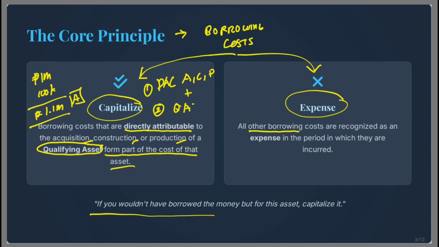There is a general rule written here. If you wouldn't have borrowed the money but for this asset, capitalize it. So essentially, if you borrowed money just for the asset, the interest expense is capitalized right away. But we'll see later on that there are special cases, because we have the concept of specific and general borrowing, which we will see later. So be careful not to overgeneralize this rule. As we know in accounting, especially with borrowing costs, not everything is straightforward. Well, at least you have a general rule, and we will discuss later the important nuances to take into account.